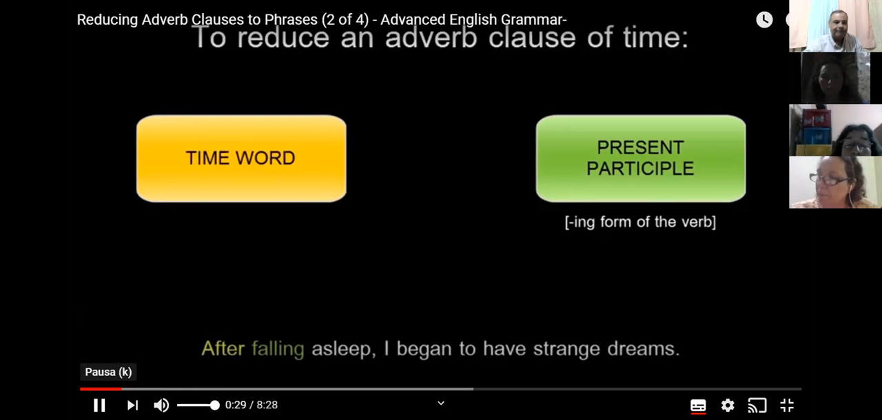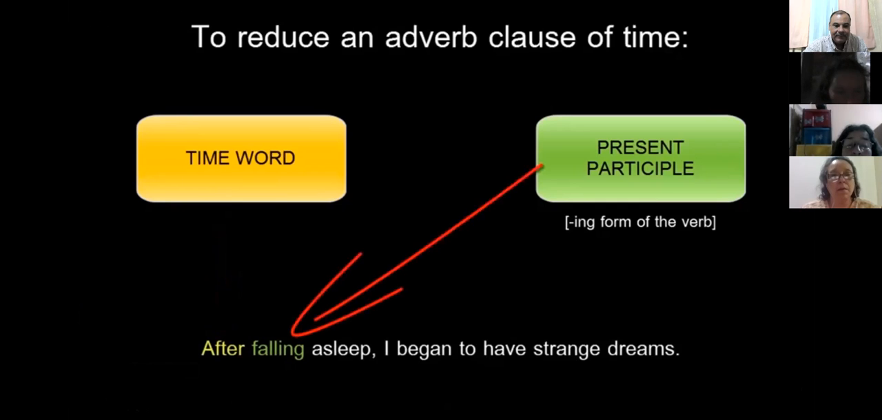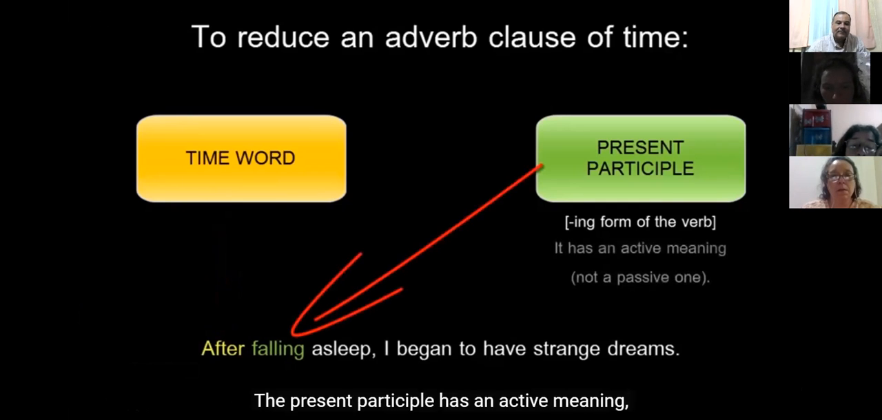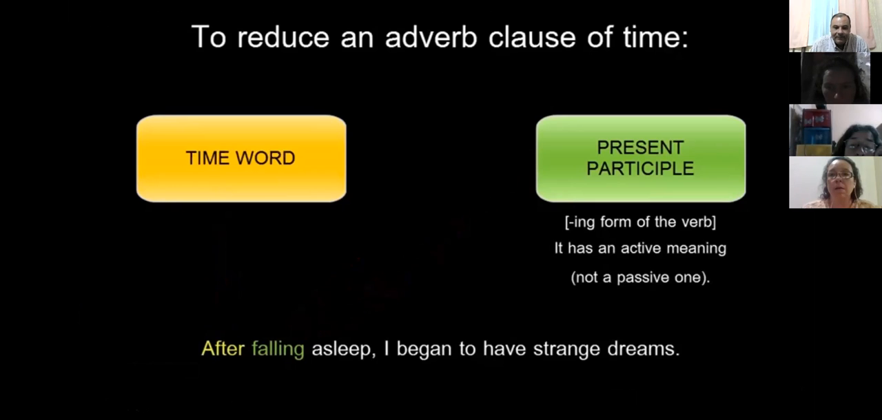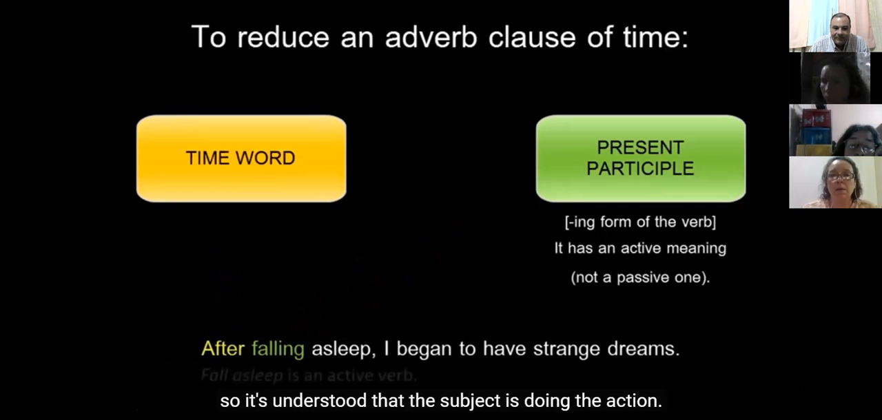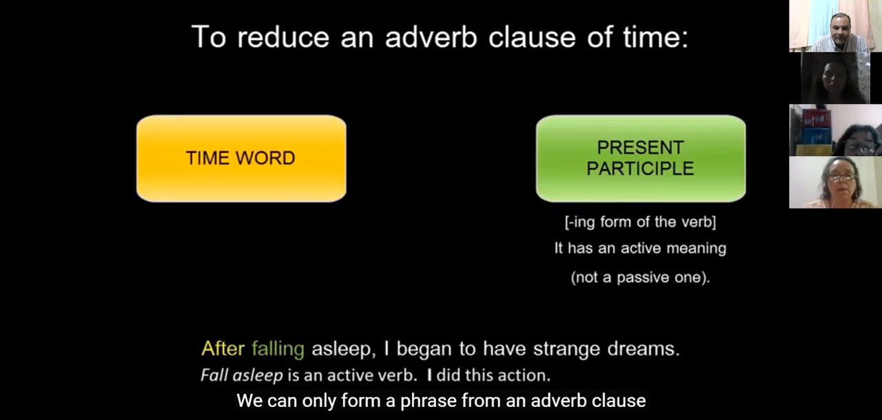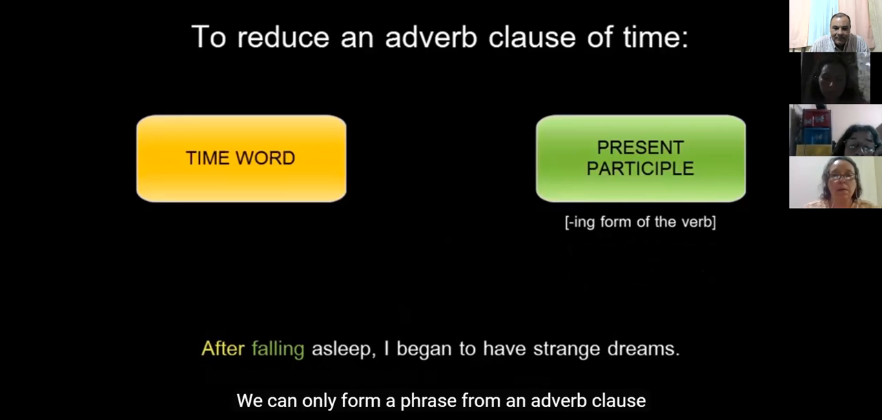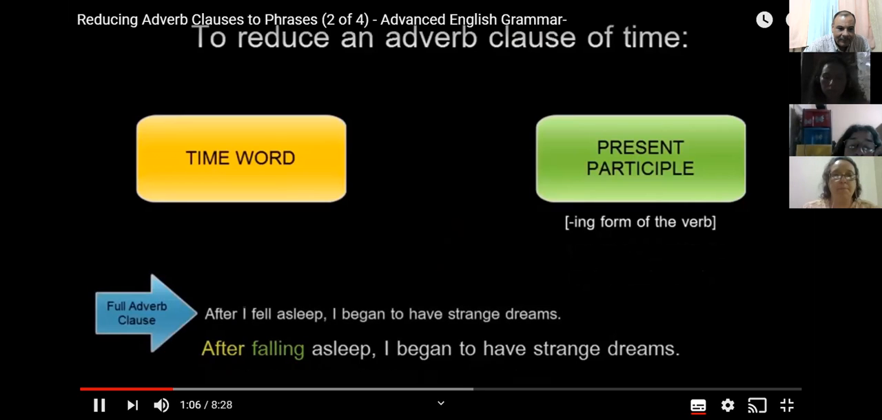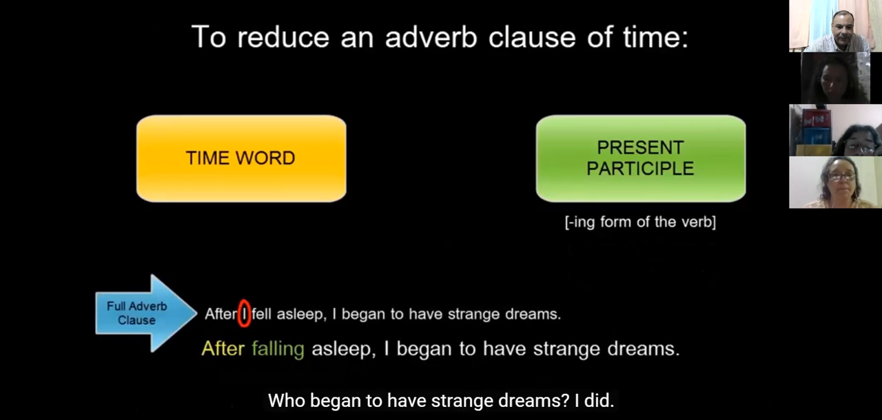Okay, here we go. After falling asleep, I began to have strange dreams. The present participle has an active meaning, so it's understood that the subject is doing the action. We can only form a phrase from an adverb clause if the subjects of the two clauses are the same. Fell asleep, I. Okay. Who began to have strange dreams? I did. So the subjects are the same.